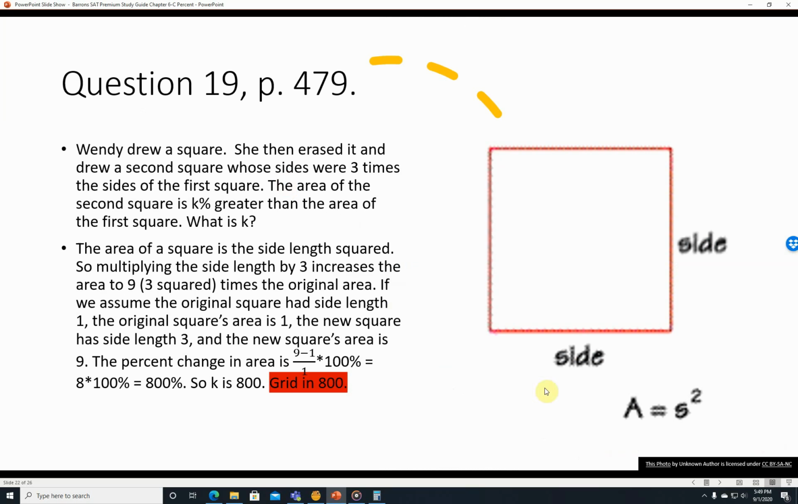Well, the area of a square is the side length squared. So you take the side times the side, the area is equal to side squared. And so if you increase the side length by 3, then you have 3 times side, then the area is going to be equal to 9s squared. So it increases the area to 9 times the original area. If we assume the original square had side length 1, which we should, the original square's area was 1, and the new square has side length 3, and the new square's area is 9. So the percent change would be the new value, 9, minus the old value, 1, over the old value, 1, which is 8 over 1, times 100%, which is 800%. So K is 800. Grid in 800.